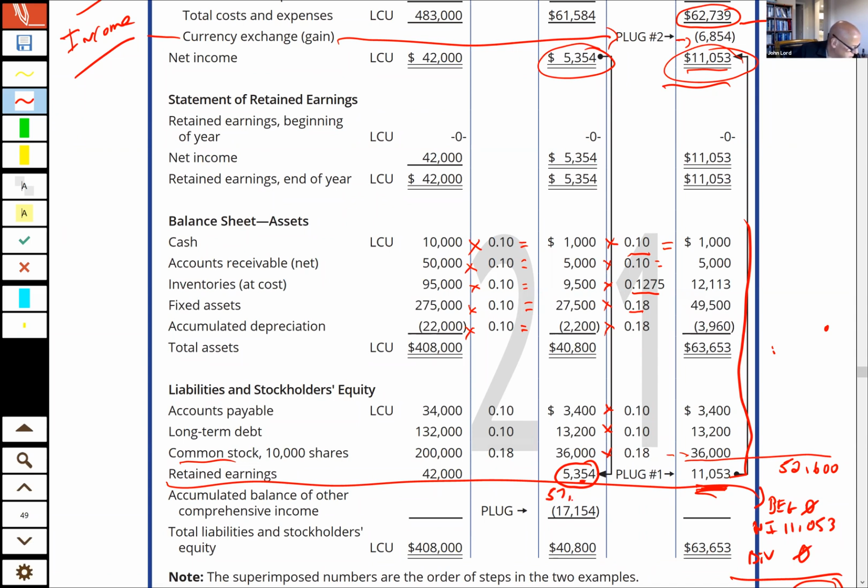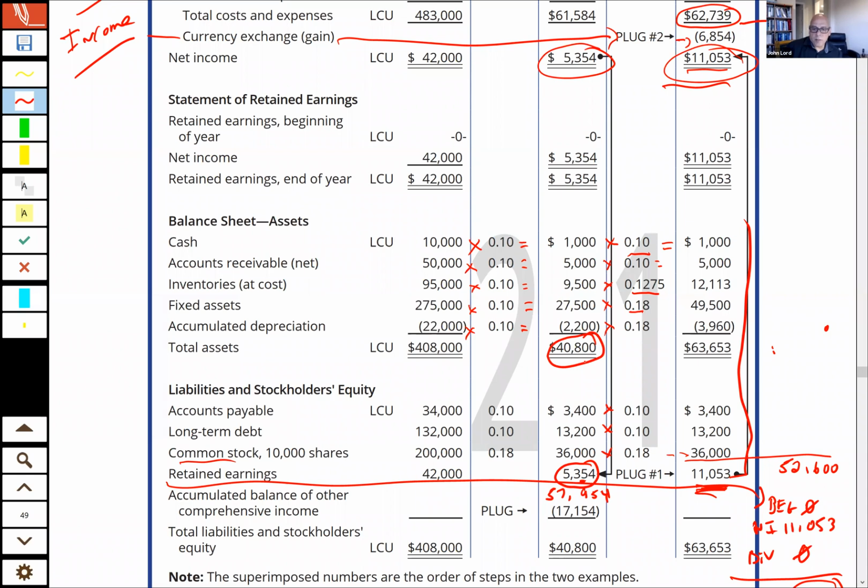57,000, is it 954? Anybody add those numbers up? It's okay, I'm going to do it, because at this point we're over the rainbow in terms of time. 3,400 plus 13,200 plus 36,000. Is that what you get? 57,954. Thank you. Okay, good. So I get that number. And does my balance sheet balance?